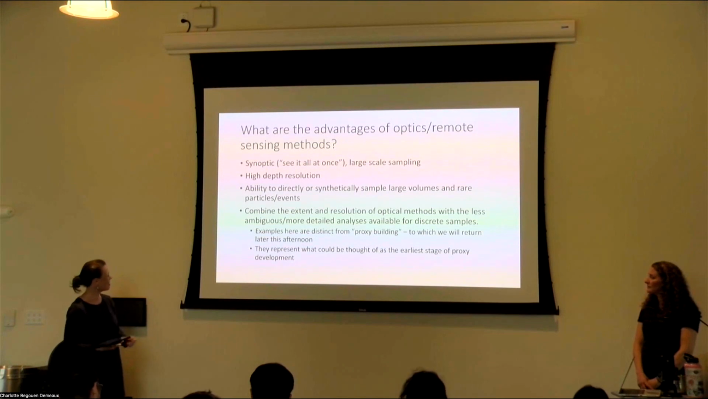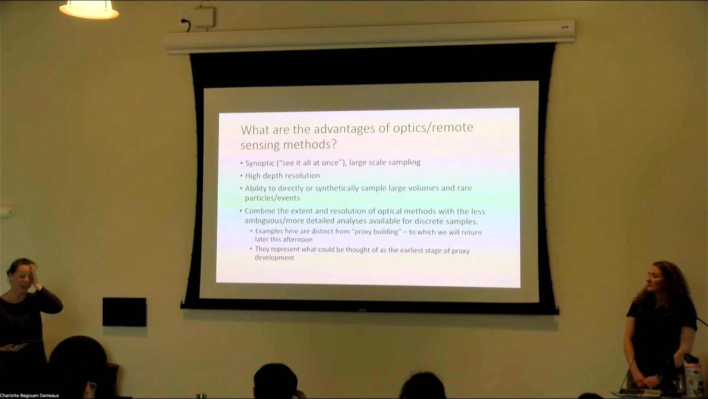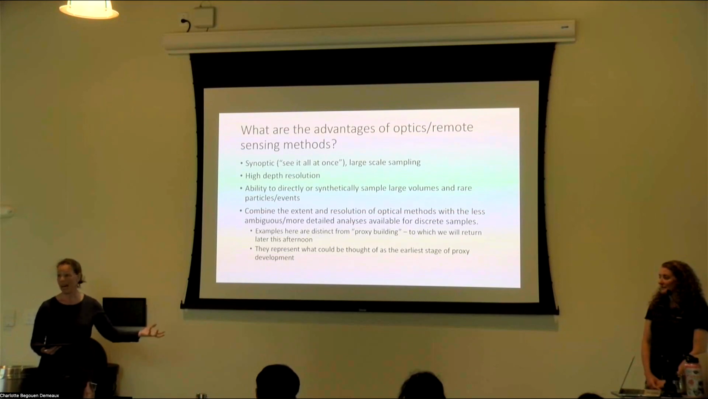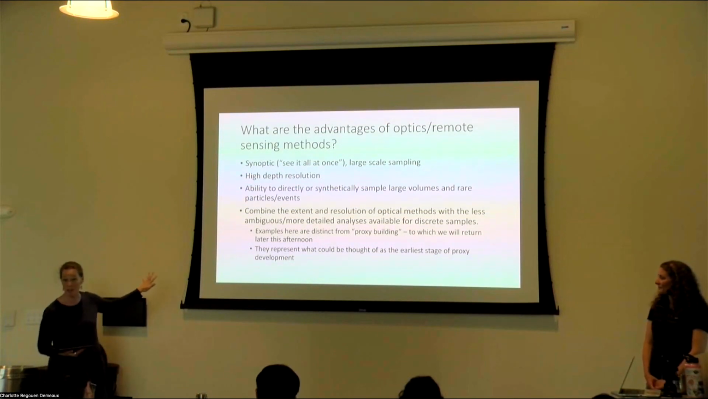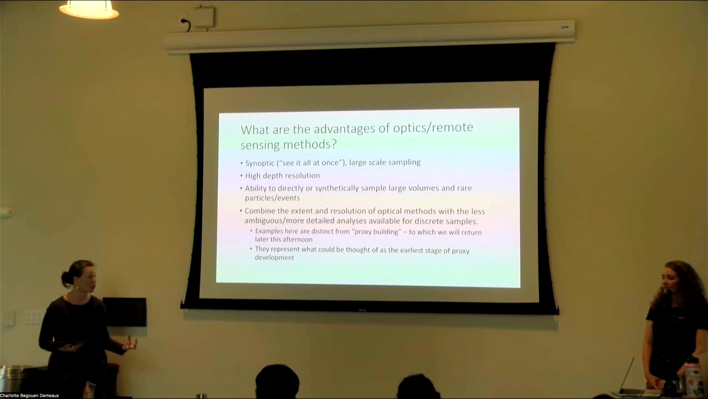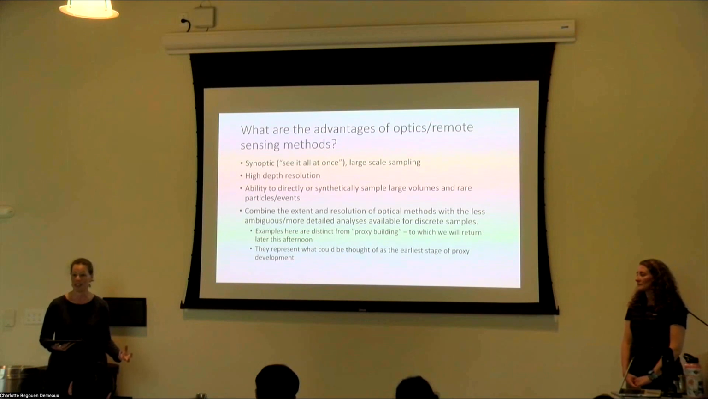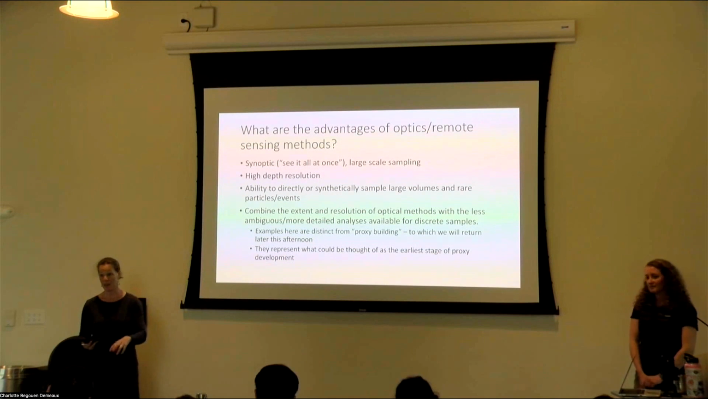Okay, so then our last thing that we want to talk about in terms of advantages of optical sensors is how we can combine these methods with high information content methods, where we can't do that many samples. I wanted to point out an example, distinct from proxy, which we're going to get into later this afternoon and in subsequent lectures later on in the course. But you could think of this as a very early stage: how can we look at optical and remote sensing data and connect them to interesting chemistry?